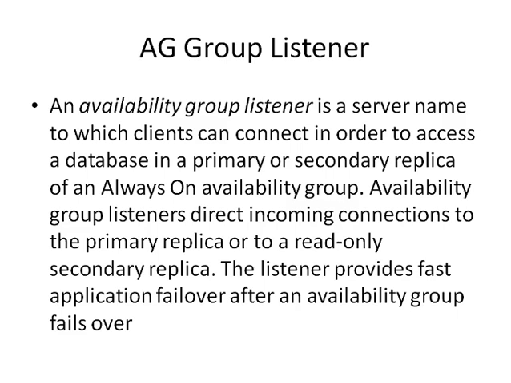when we are connecting from an application through a connection string, we have to give the listener name there, which will connect to our database. Whether our database is active on a primary node or a secondary node, it will connect automatically to the availability group. The availability group listener directs incoming connections to a primary replica or to a read-only secondary replica, and provides a fast application failover after an availability group failover.